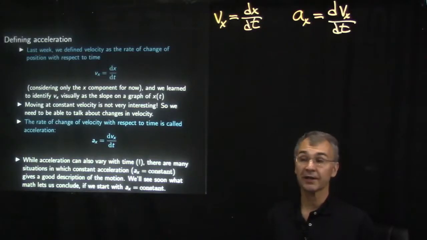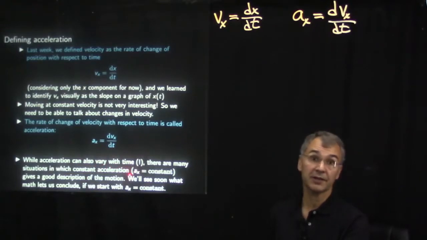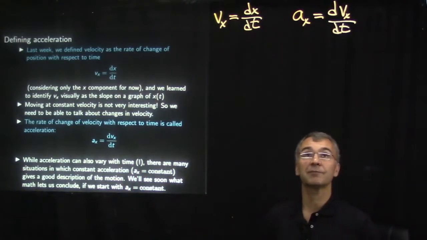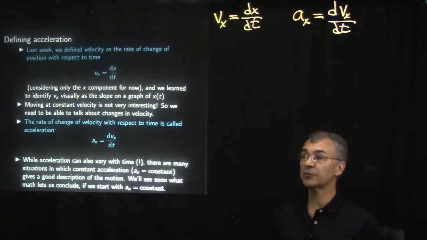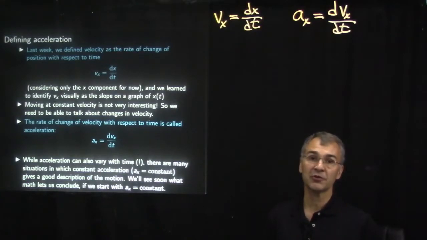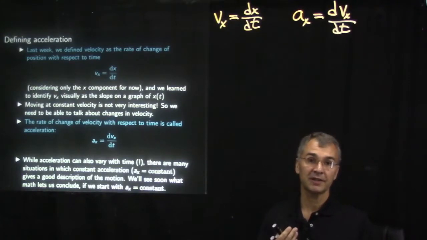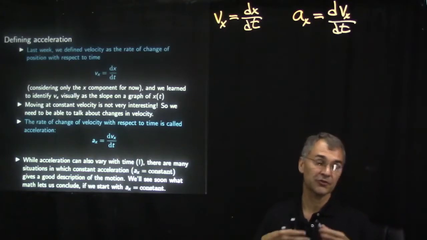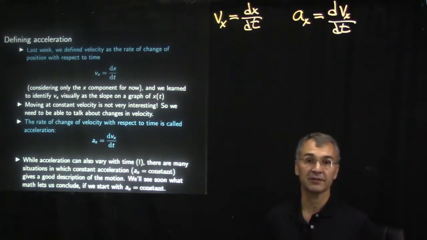While it does turn out that acceleration can also vary with time, there are many situations for which constant acceleration, in other words, a sub x is a constant, turns out to be a good and useful description of the motion. So soon we'll see what a little bit of math lets us conclude if we start with the assumption that a sub x is constant. If we start out with the statement that the acceleration in the x direction is a constant, we'll see what calculus lets us derive from that assumption.